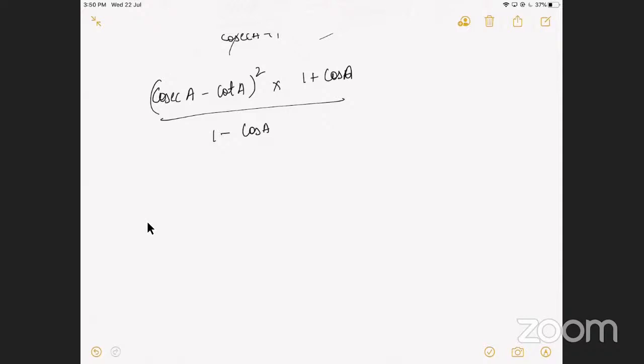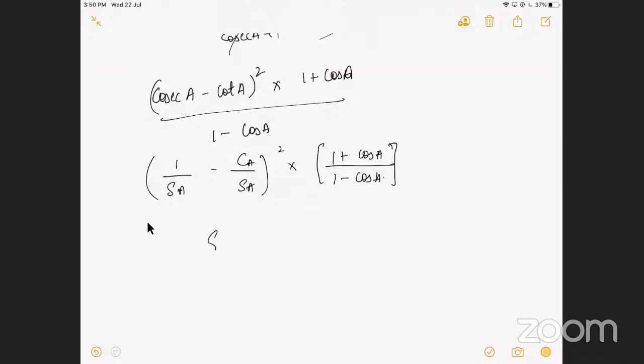Cosecant A minus cot A. So it will be 1 upon sin A minus cos A upon sin A, the whole square, into 1 plus cos A multiplied with 1 minus cos A. Can I write like this? So this is sin A the whole square by 1 minus cos A the whole square, into 1 plus cos A into 1 minus cos A.